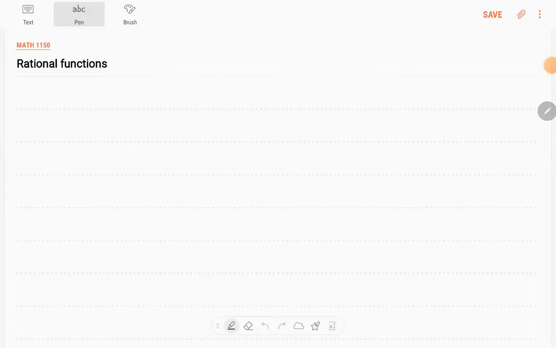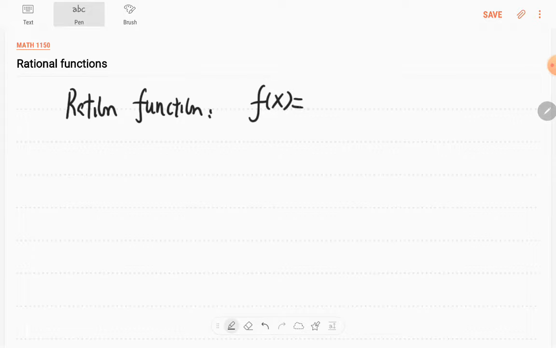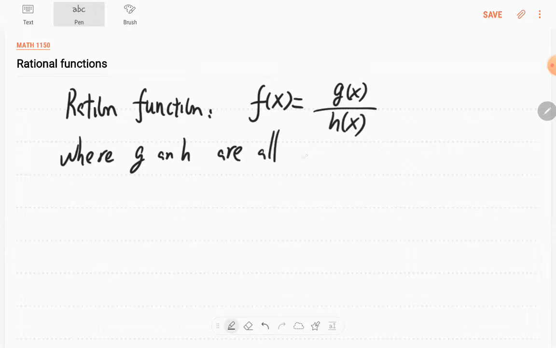So we have studied polynomial functions. So now let's look at another function which is called rational functions. A rational function f of x can be written as g of x over h of x, where g and h are both polynomial functions.